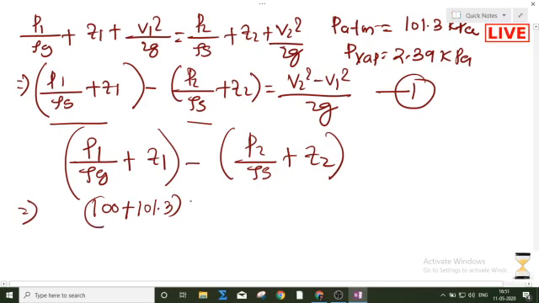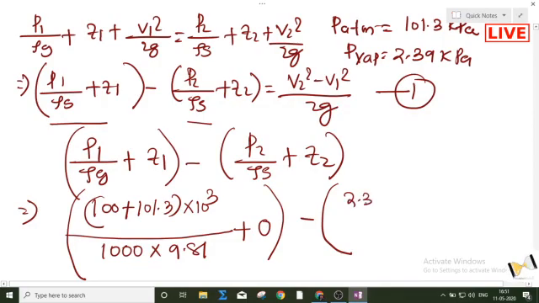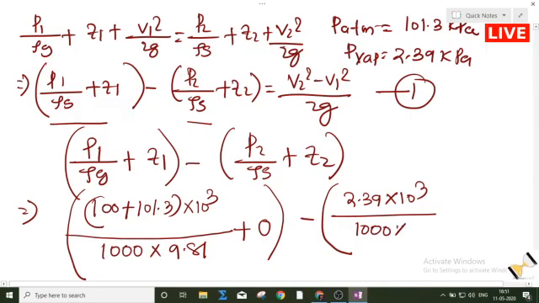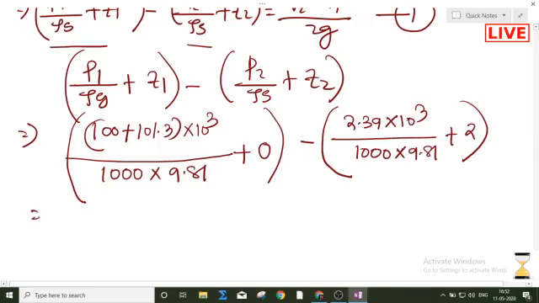So this is in kilopascal; to convert into pascal, multiply by 10 to the 3, divided by the density of water, 1000 kg per meter cube, into 9.81, plus z1, which is 0. This is my piezometric head at point 1, minus p2 by rho g. P2 is 2.39 into 10 to the power 3, divided by 1000 into 9.81, plus z2, which is 2 meter.